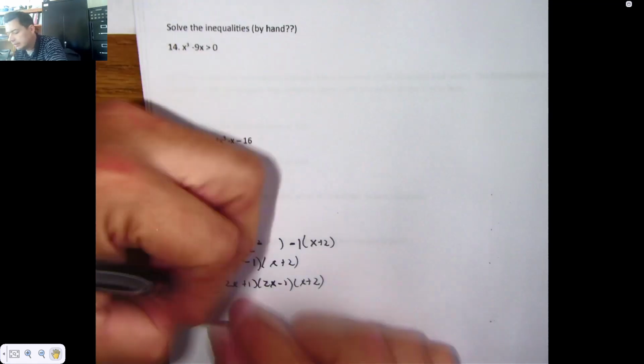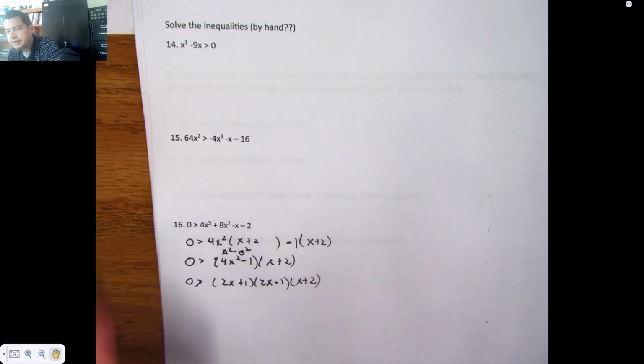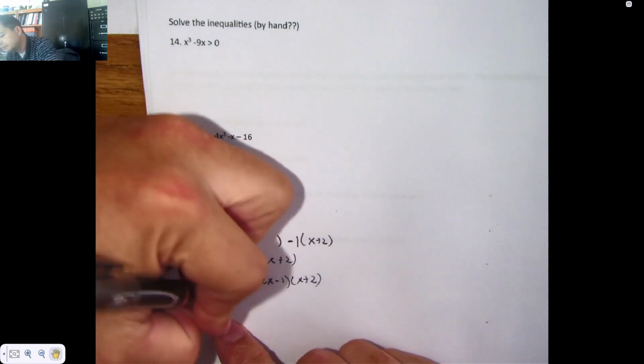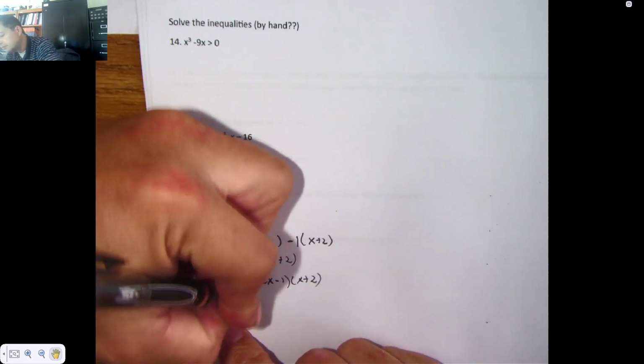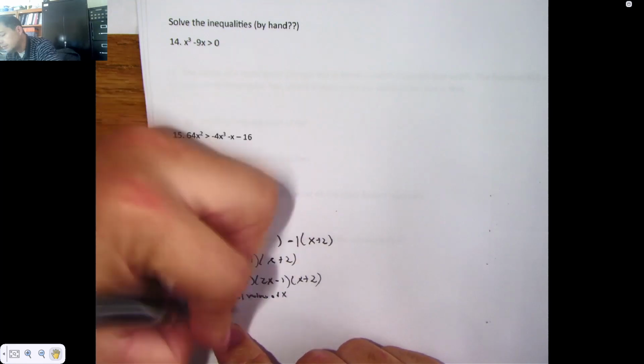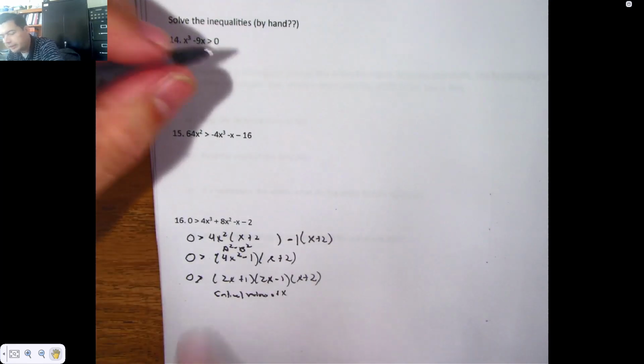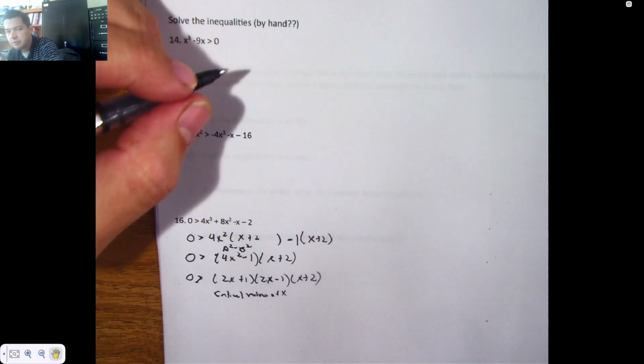And these are not x values. These are called critical values of x, because this is an inequality. Inequalities are answered with inequalities.